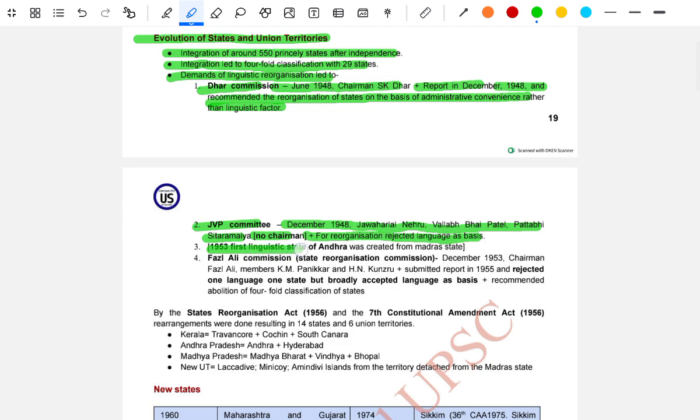In 1953, the first linguistic state, Andhra, was created from the Madras state. Fazal Ali Commission, the State Reorganization Commission, December 1953. Chairman Fazal Ali, members K.M. Panikkar and H.N. Kunzru, submitted its report in 1955, which rejected the language as the sole basis for states but broadly accepted language as a basis, and recommended abolition of the fourfold classification of states. This was implemented by the States Reorganization Act 1956 and the 7th Constitutional Amendment Act 1956.